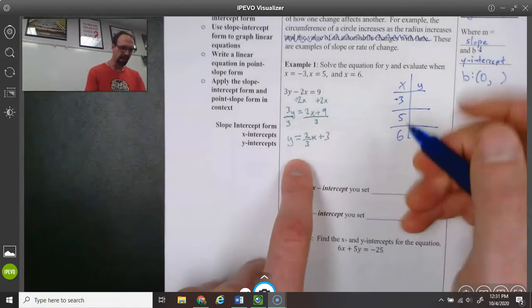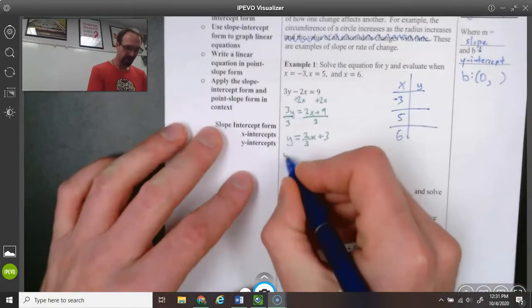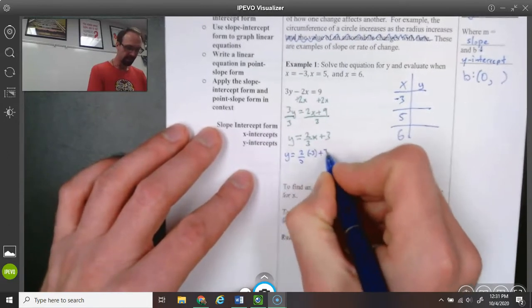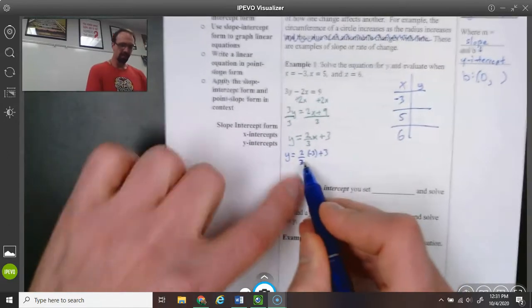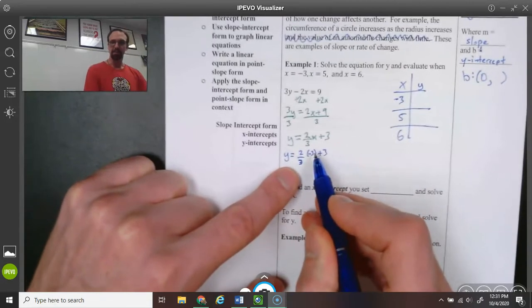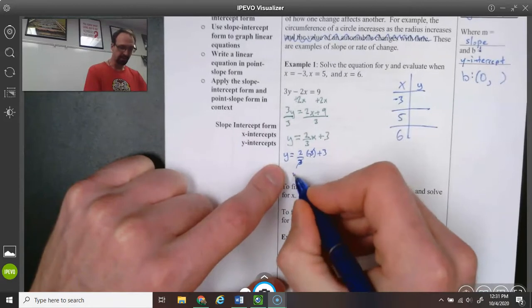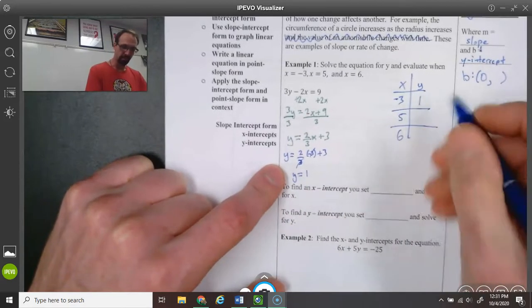When I plug in -3 for x, I'm going to have y equals 2/3 times -3 plus 3. There's some canceling that I can do here because I have a 3 in the numerator and the denominator. So by canceling, I just have a negative. That's -2 plus 3. So y is going to equal +1.